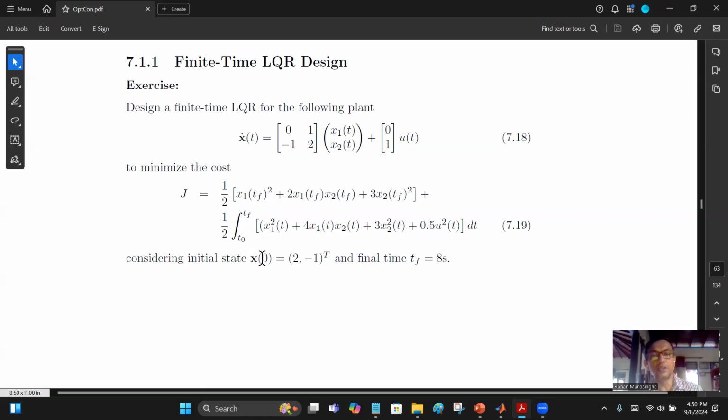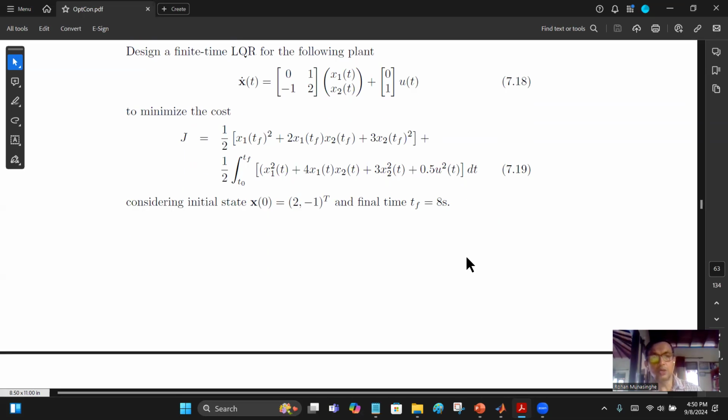Consider initial state x0, and this is the initial state. And 8 seconds is our time window. This is an 8-second finite time linear quadratic regulation. Okay, so this is how questions come to you, right?